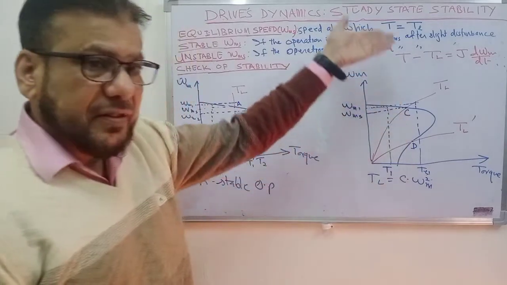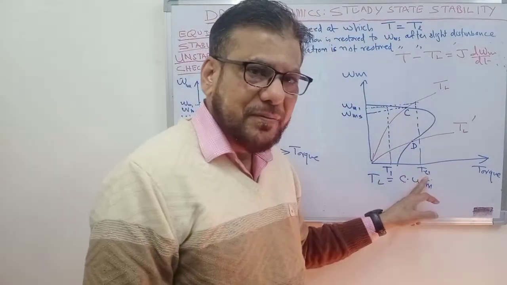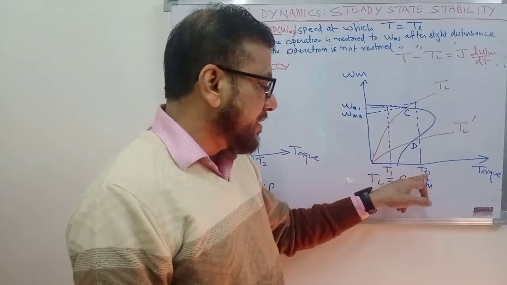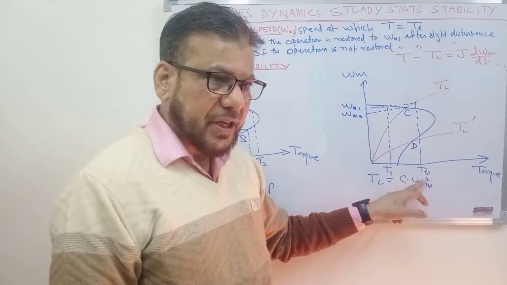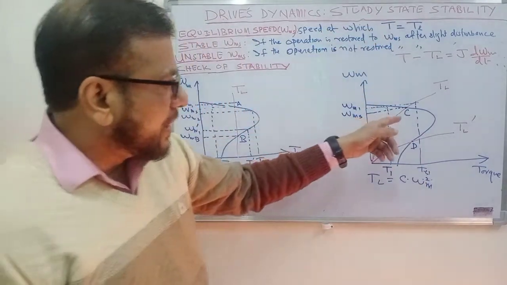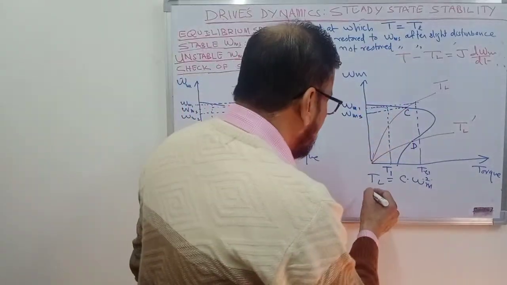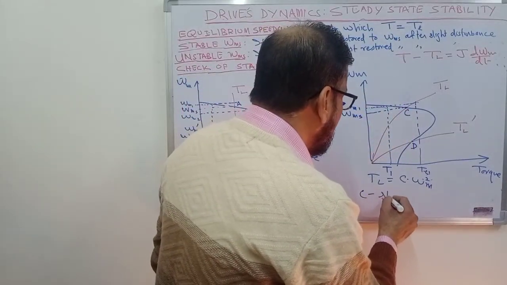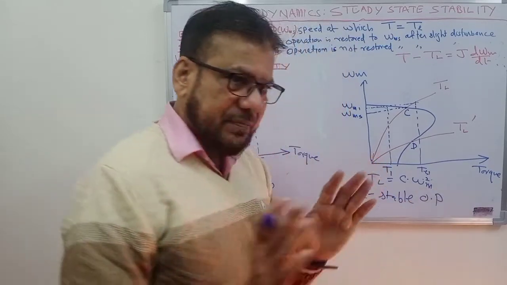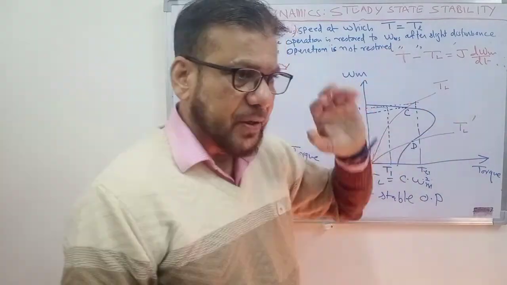So with increase in speed, the motor torque becomes less than the load torque. This means that the driving torque has become less than the braking torque. So the motor speed will decrease and the operating point C will be restored again. So point C, you can say that it is the stable operating point. So this is as per our knowledge that this region is a stable region.